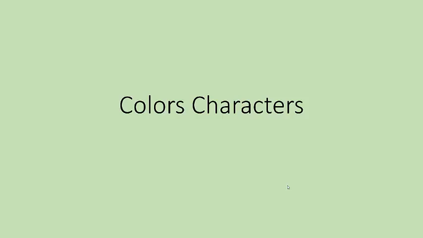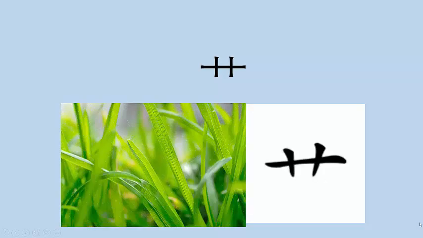This video is to introduce how to write colors, characters in Mandarin Chinese. Before we introduce the characters, we're going to look at some of the radicals. So here's a review radical. This is the grass radical. We learned that freshman year. It looks like two pieces of grass growing out of the ground.